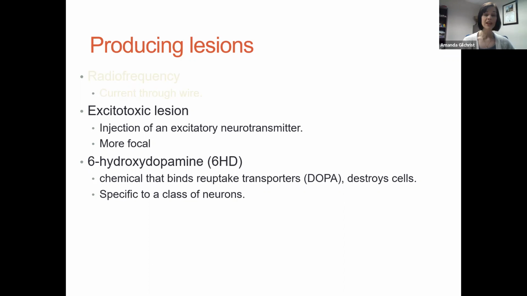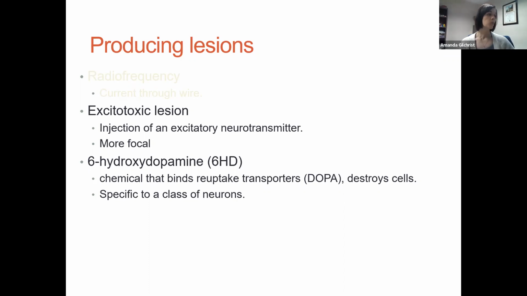Now, another method that's kind of like this allows the researcher to basically target different types of neurons that produce specific neurotransmitters. So for example, we're going to talk about 6-hydroxydopamine or 6-HD. 6-HD is a chemical that is similar in structure to both dopamine and norepinephrine. Remember that dopamine and norepinephrine are both catecholamines, and they have a very similar chemical structure. Norepinephrine is actually derived from dopamine.